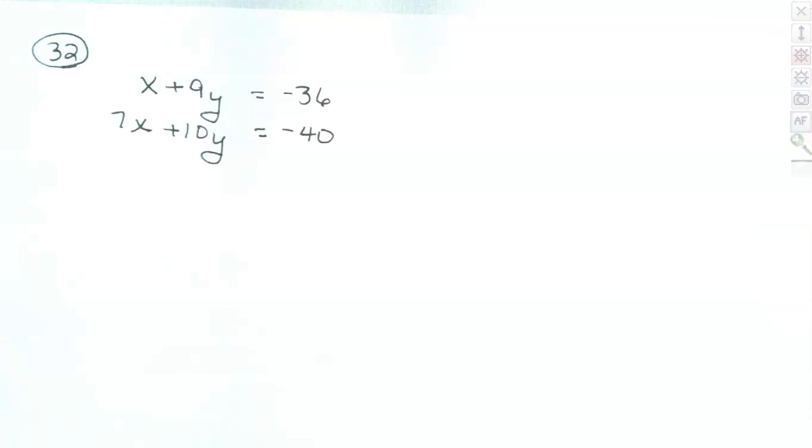So we want to solve this. What we want to do is we want to get those numbers to be the same for one of the variables, so that when we add them together, a variable goes away and we get it down to one variable that we can then solve. Now, when we look at the numbers, we can either work with the y's, which are 9 and 10, or the x's, which is 7 and 1. The x's are going to be easier to work with.